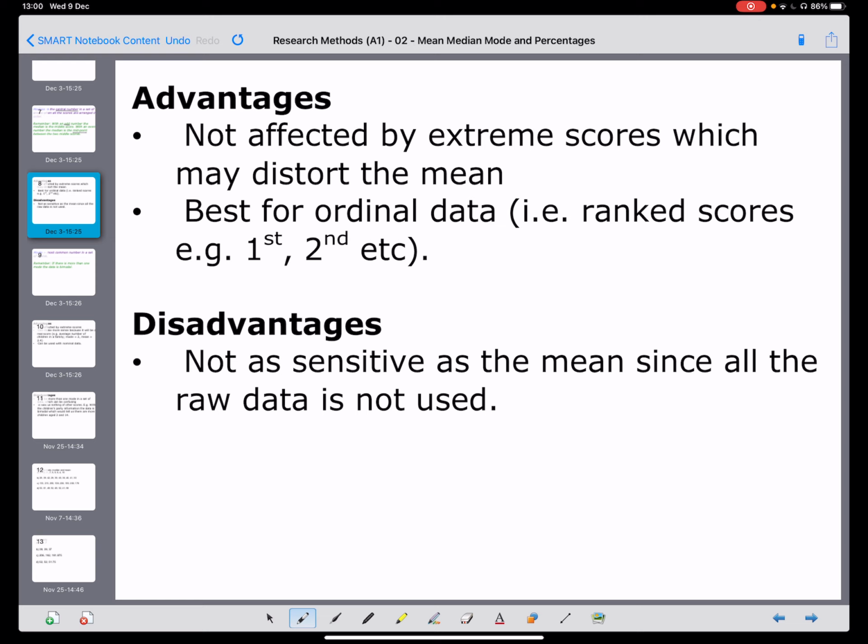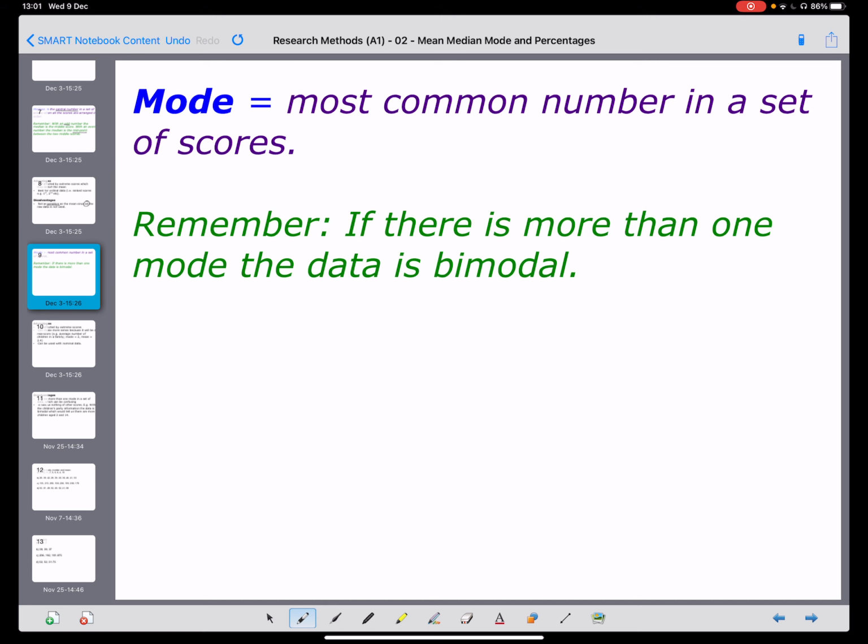What is good about the median is that it's not affected by extreme scores. And it says here best for ordinal data, so this is best for data that can easily be put into order. If I was looking at performances in a test, it may be quite good to see where the middle number is. But it's not very sensitive, because we don't use all the data, and so it could be misleading in many ways.